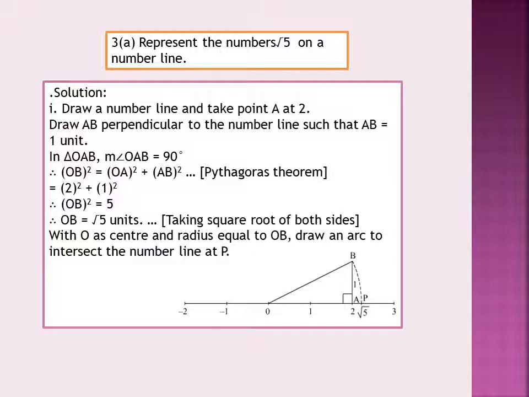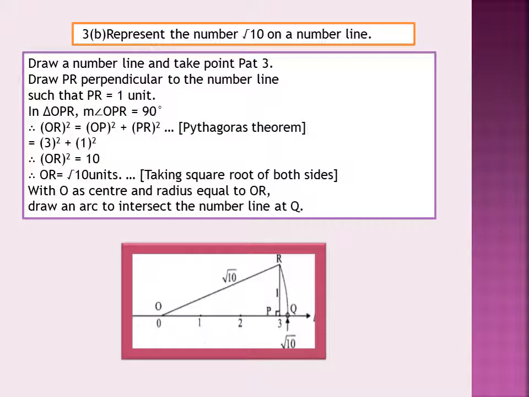But we want the distance of OB, therefore take the square root. Then OB is equal to square root of 5 units. This is the distance we get there. Means like that we can show an irrational number by using the Pythagoras theorem.